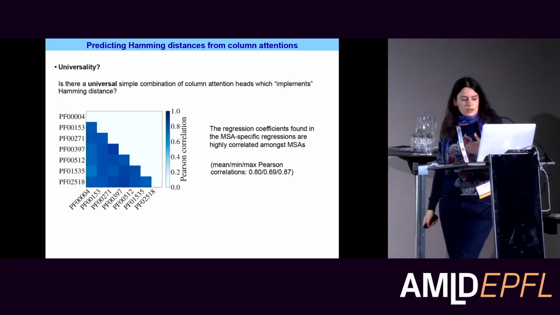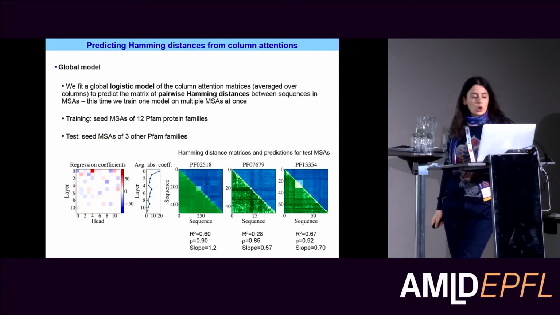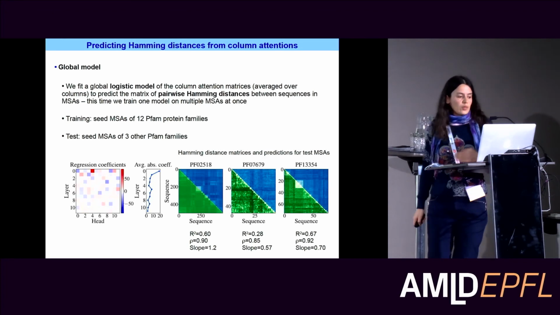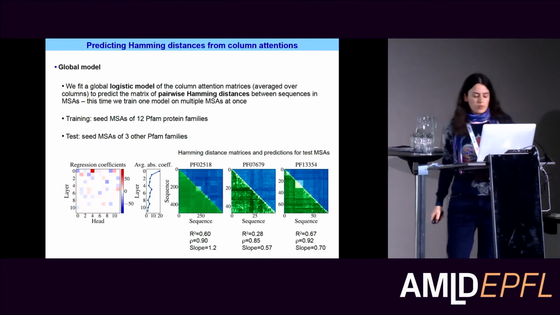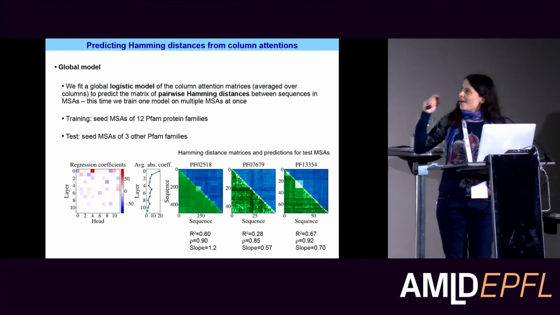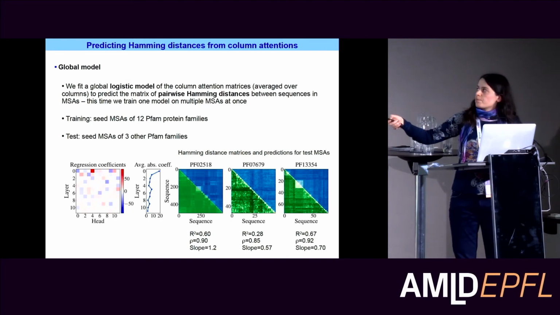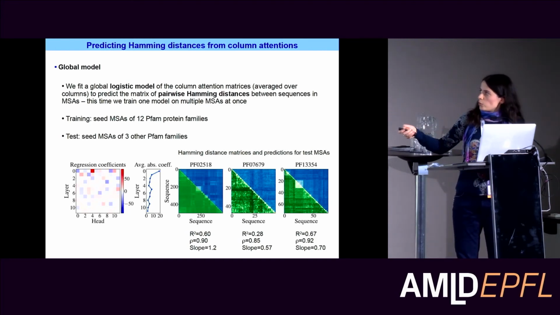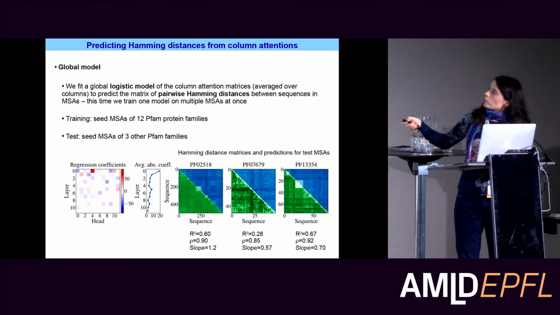And given these results, we actually tried to train a global logistic model of the column attention matrices to predict the matrix of pairwise Hamming distances between sequences, but this time training one model on multiple MSAs at once and testing it on other MSAs. You can see here figures which are quite similar to the ones before, except that this time it's the general model. And again, some heads fire, especially in the early layers of the network. And you can see again that the ground truth Hamming distances are overall quite well captured by the model.